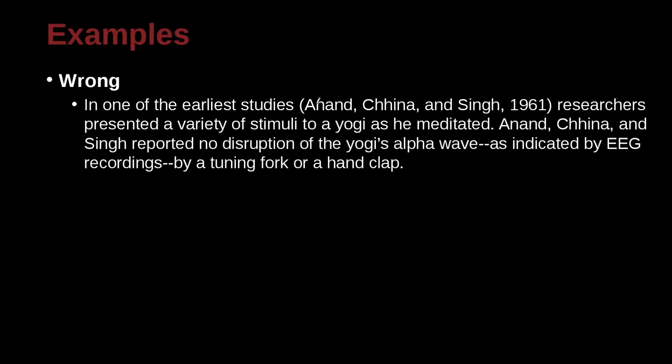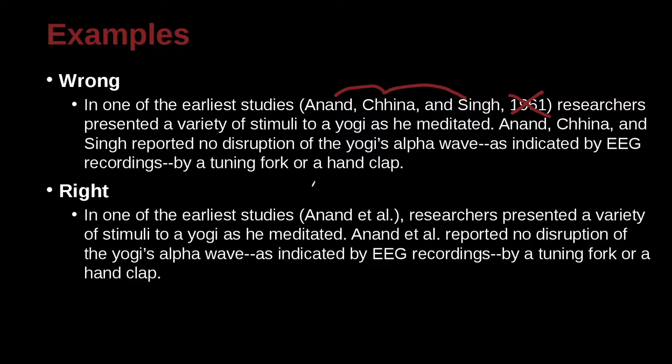In one of the earliest studies, Anand, Chhina, and Singh, 1961, researchers presented a variety of stimuli to a yogi as he meditated. And then we have a second sentence. Anand, Chhina, and Singh reported no disruption of the yogi's alpha wave as indicated by EEG recording by a tuning fork or a hand clap. So we have two sentences, we have two references to the same paper, but right away you can see there's a problem here. We've got the year, which we know is not right. We also know that we have 1, 2, 3 authors, and in MLA, we don't do that.